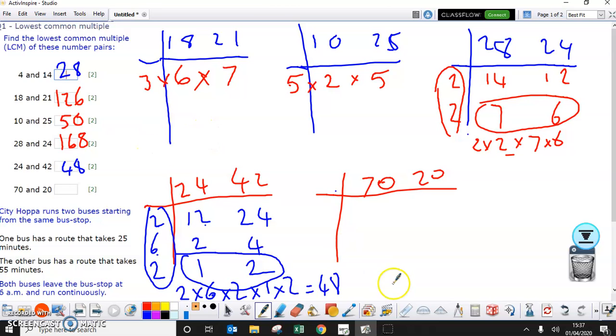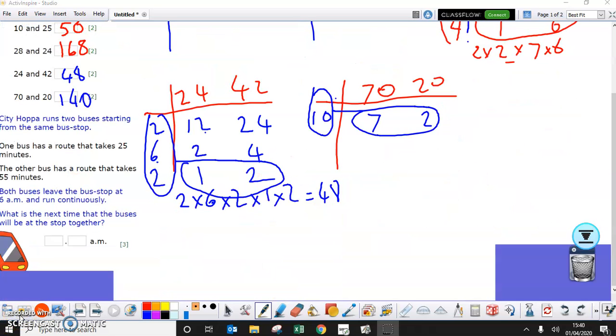And the last one, well, I know 10 goes into each of those. 10 goes into that 7 times. 10 goes into 20 2 times. Nothing goes into 2 and 7, so again I'm finished. 10 times 7 gives me 70, times 2 gives me 140.